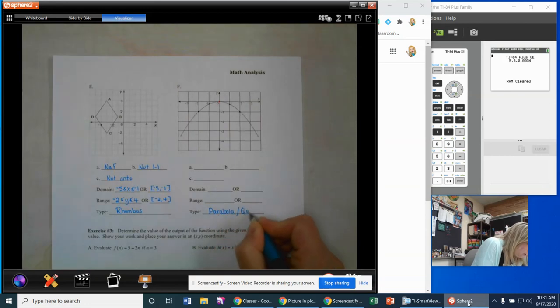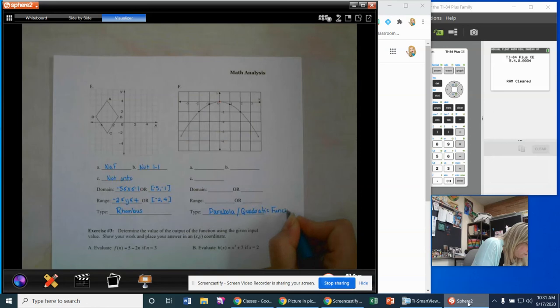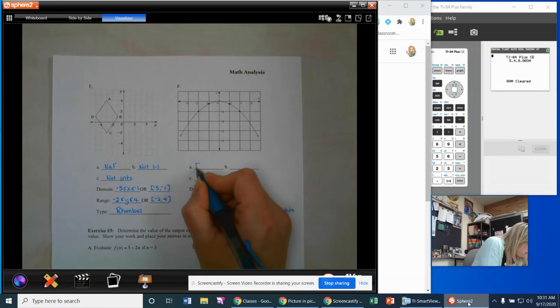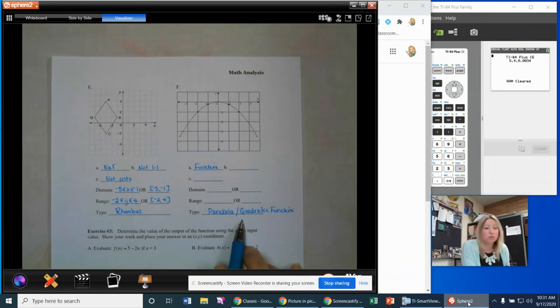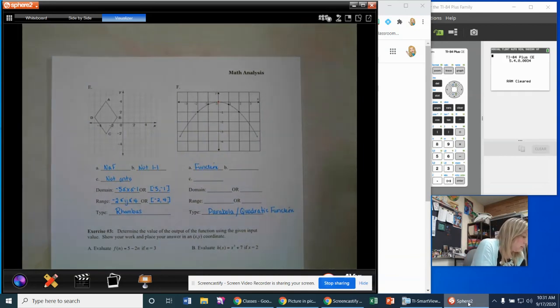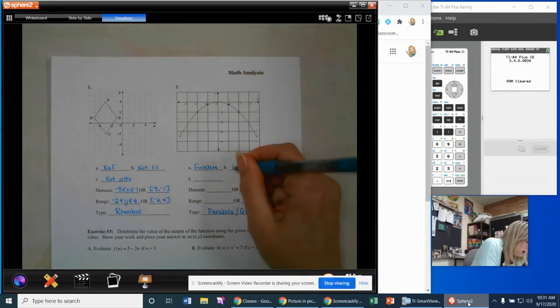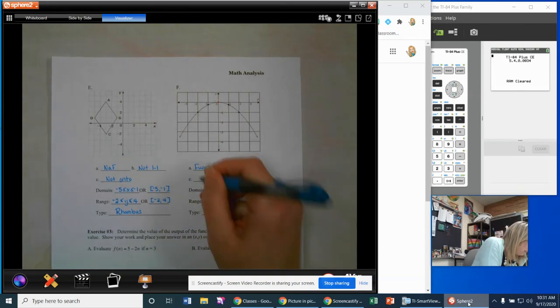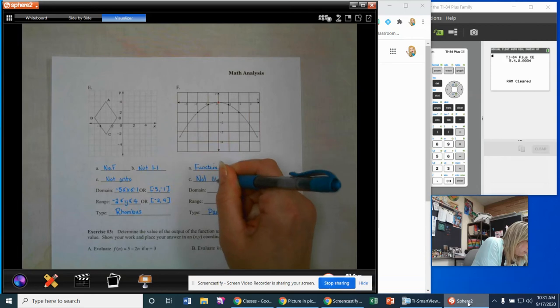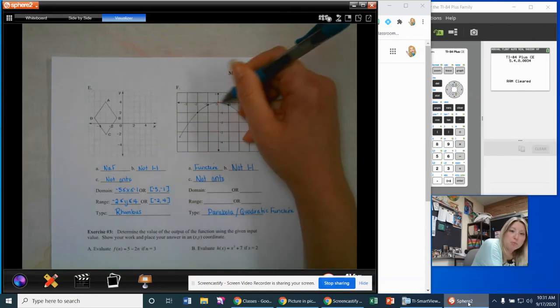Call it a quadratic function, should you so choose. It is a function. You wait till we have some serious fun with quadratic functions this year. It is a function, but it is not one-to-one, not passing the horizontal line test, and it is not onto, because it does have this specific stopping point in the range.